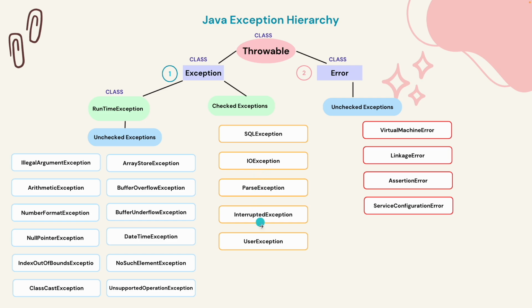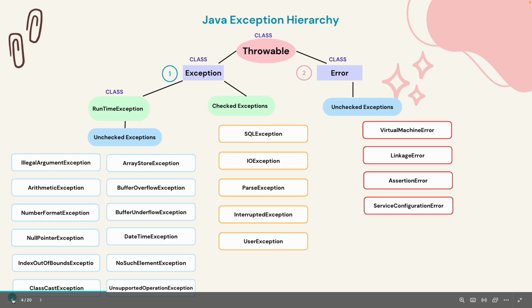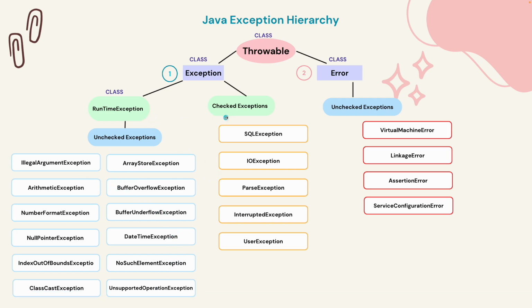But in this video I only show the types of runtime exception and checked exception. And errors are like unchecked exceptions. The types are virtual machine error, linkage error, assertion error, service configuration error.